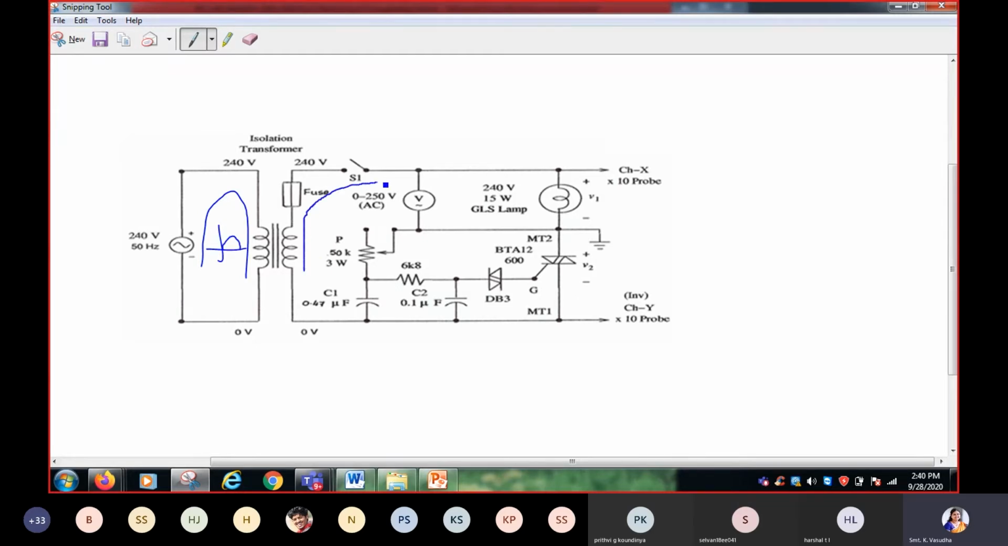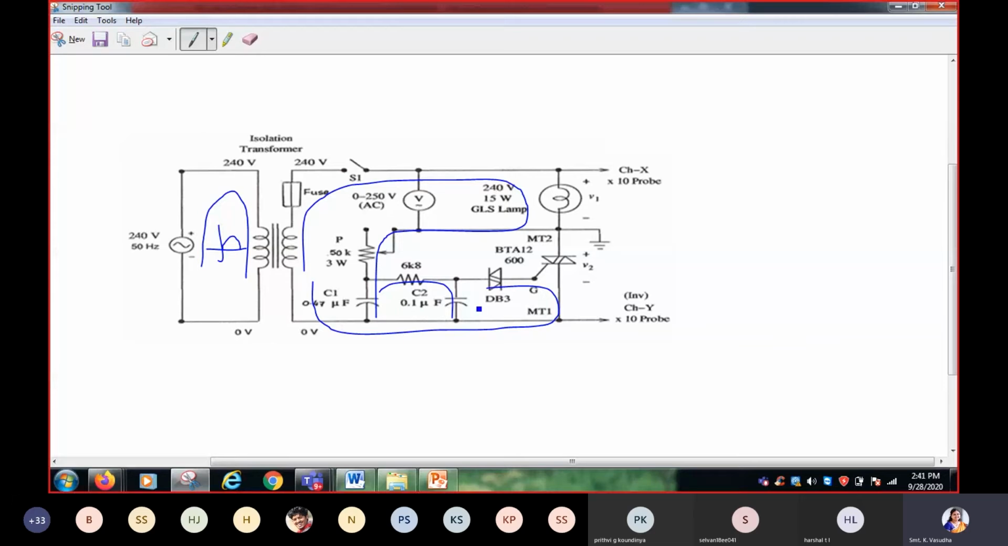Current takes this path, switch will be closed, so current takes this path. Now the capacitors C1 and C2 will charge. When the capacitor voltage reaches 30 volts, then diac will come into conduction, and when diac comes into conduction, the pulse reaches the control terminal gate of triac, and triac will come into conduction. Then the current takes this path and it closes the loop.